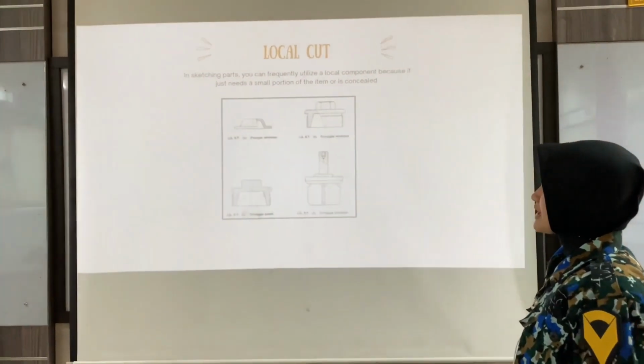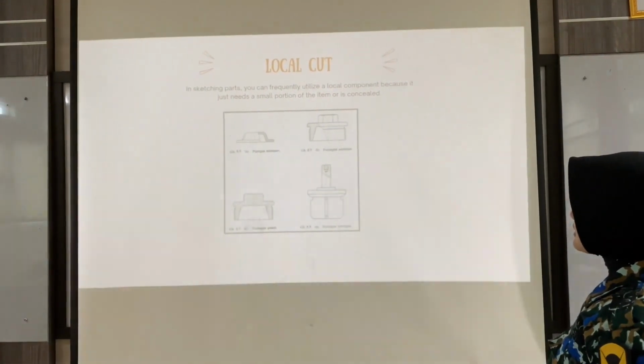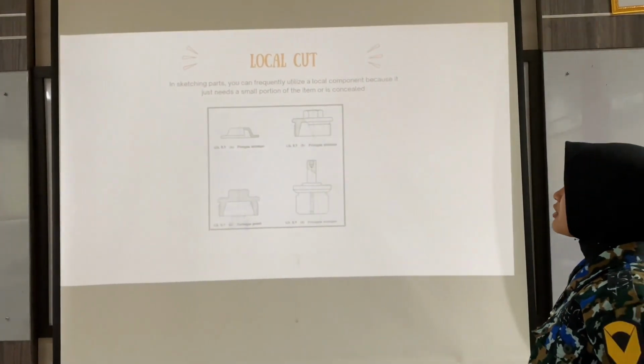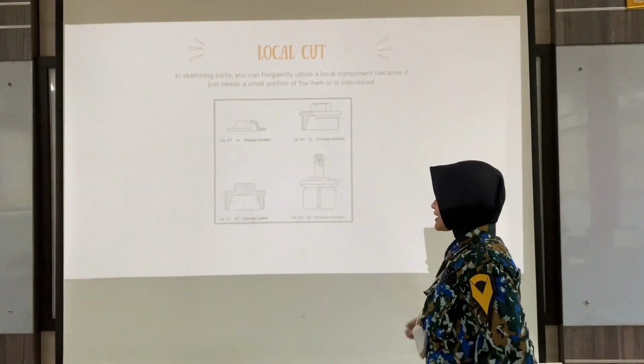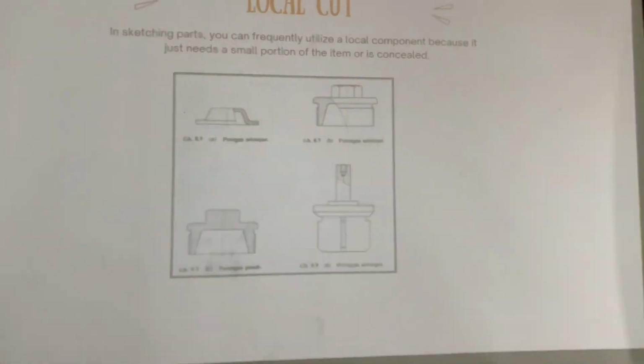Next is local cut. In sketching parts, you can frequently utilize a local section because it just needs a small portion of the item or is consolidated. This is the example of local cut.